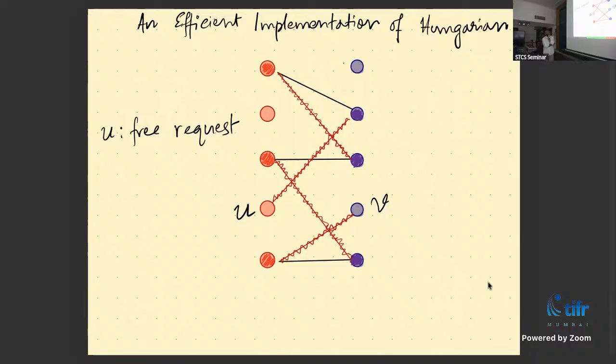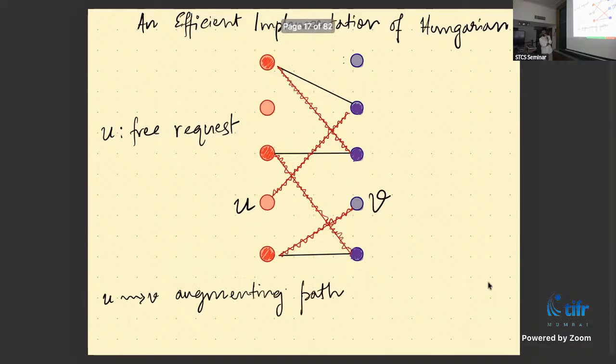Good. So why does this path help us? Well, if you are able to identify such a path, then I claim that I can increase the size of my matching. What I would do simply is look at this path and flip the edges along this path.